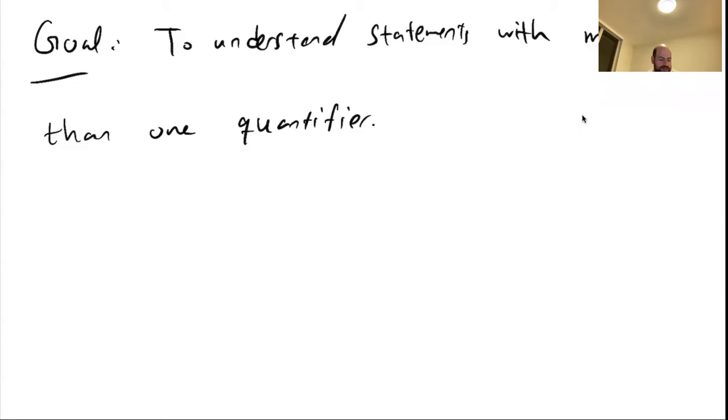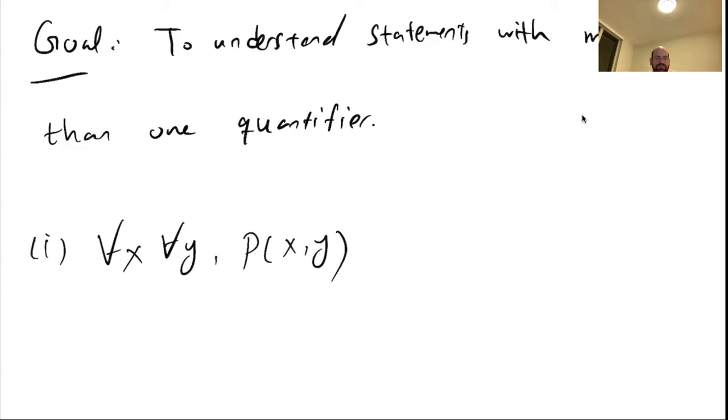Now, the first case that we want to look at is a statement of the form, let's say, for each X, for each Y, P of X and Y. Remember that we want to look at cases where we have more than one quantifier. Right now we have two universal quantifiers, one on X, one on another variable Y, and then a statement P of X and Y, which can be true or false for each pair of X and Y.